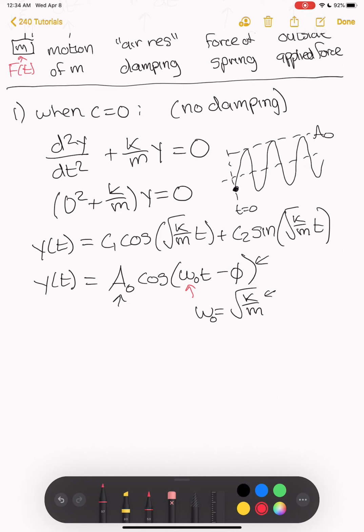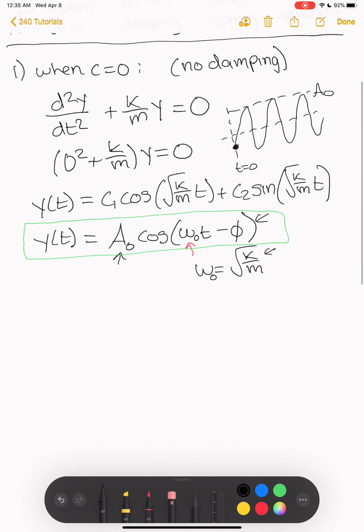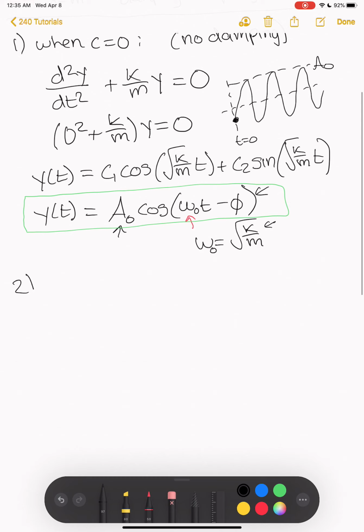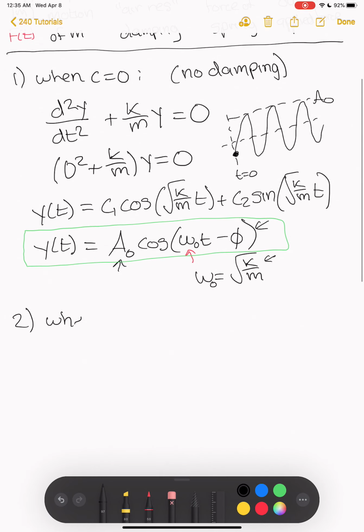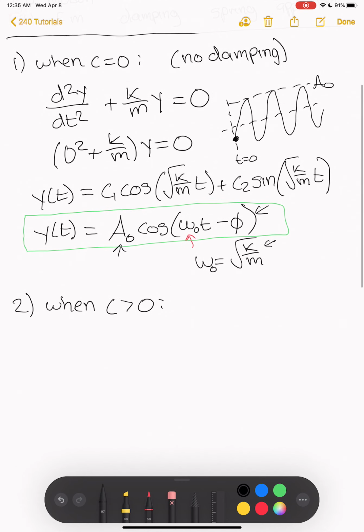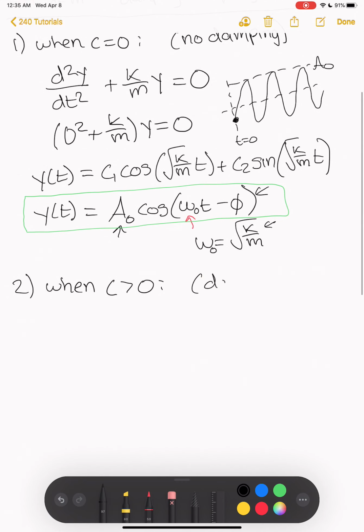Your solution you'll be using is this one here for this differential equation. Okay. And now let's consider the case where we do have damping. So when C is not equal to 0, and in fact we've defined C to be 0 or positive, so I'm just going to say when it's greater than 0. So we have damping here. Let's look at our differential equation and let's derive out some results here.